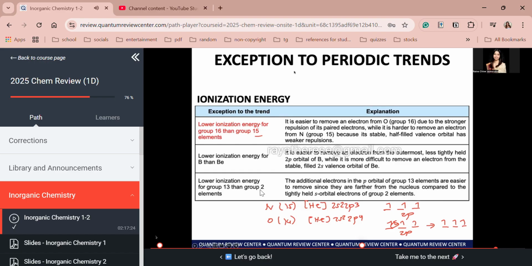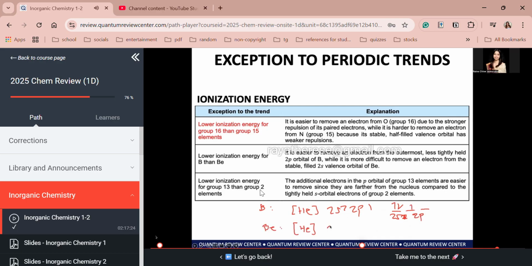Next, lower ionization energy for boron than beryllium. Let's compare first the electron configuration. So for boron, it's He, 2s2, 2p1. When I draw that, okay, sorry, ito pala. Tapos, 2p ito. For beryllium naman, it's just 2s2. So guys, mas madaling tanggalin yung electron dito na nag-iisa kay 2p. Right? Mas madali yan tanggalin compared dito kay beryllium.